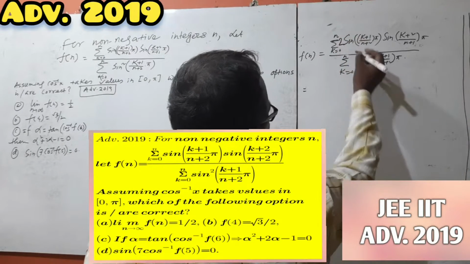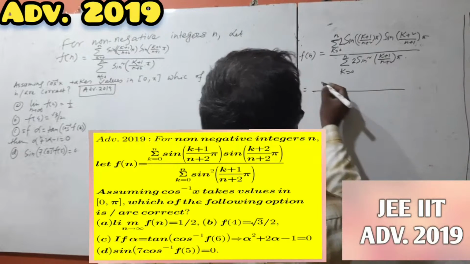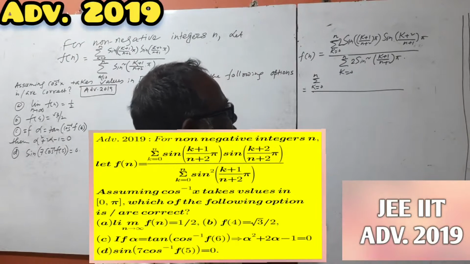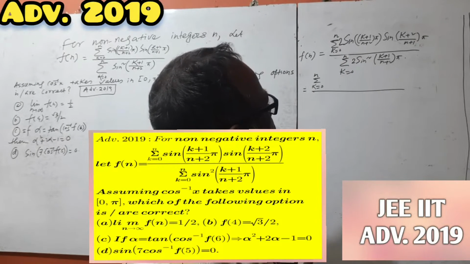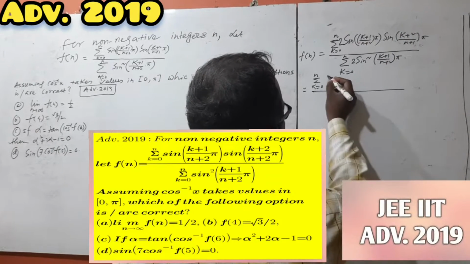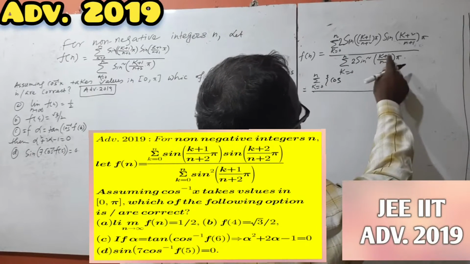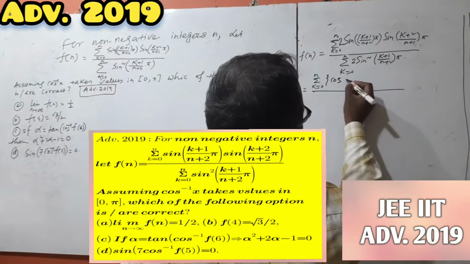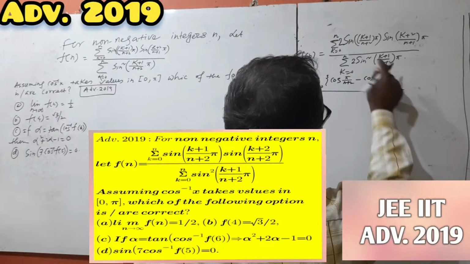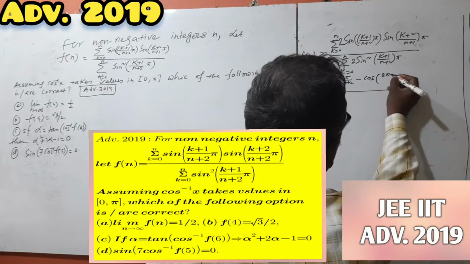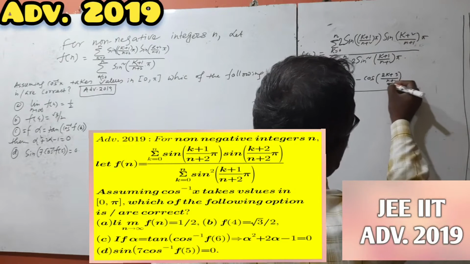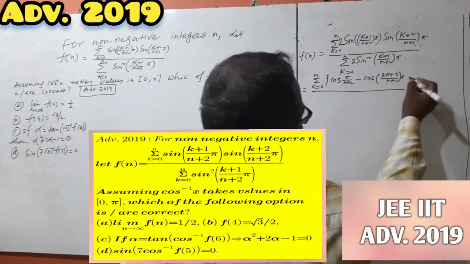Now multiply by 2 in numerator and denominator, and we get the expression with k from 0 to n. If we apply the product formula of sine, 2 sine alpha sine beta is cos of the difference minus cos of the sum, so we get pi by n+2, and the cos of the sum is (2k+3) by n+2 times pi.